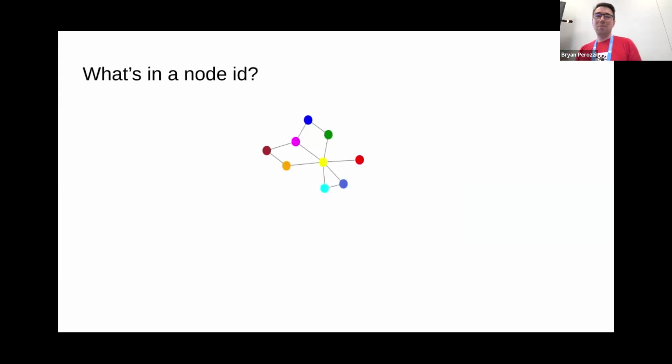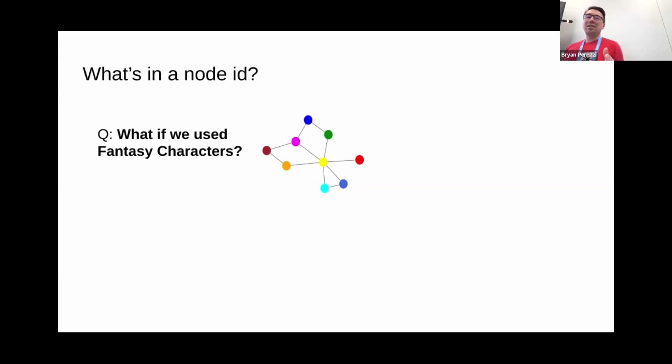To bring it home, this is my favorite example from the work. What's in a node ID, right? We have a picture of a graph here, and a lot of different ways that we could describe it to one another. But what if we used fantasy characters? Just something totally weird, right? Okay, so this yellow node, this is Daenerys, for my Game of Thrones people. Bran, yeah, okay, so that's Bran.